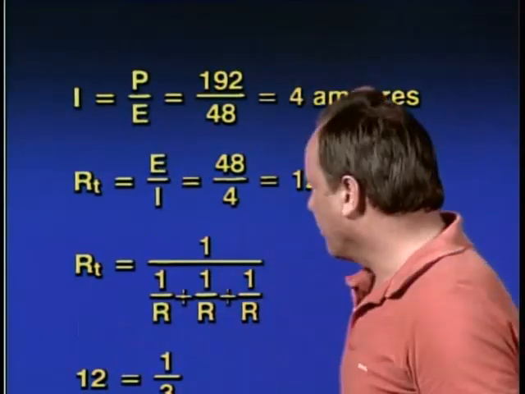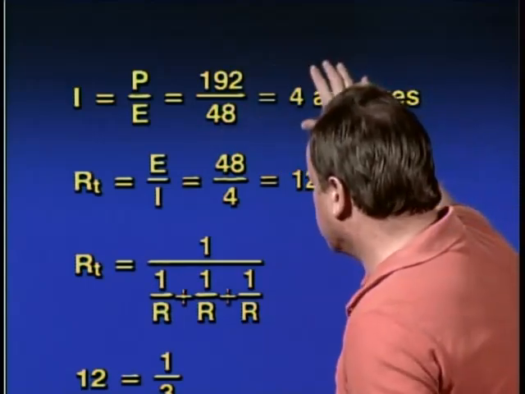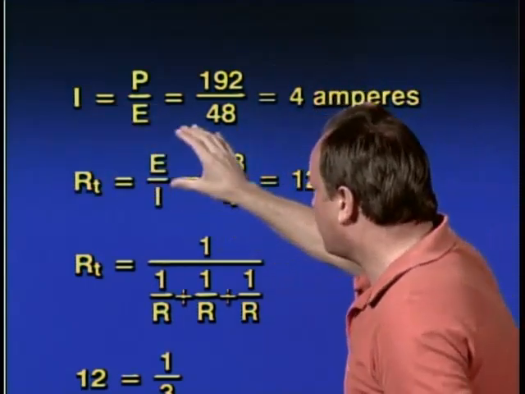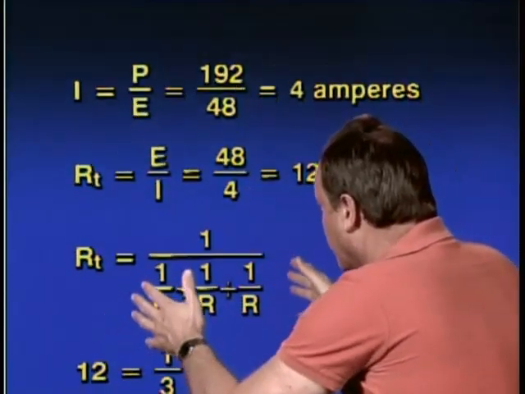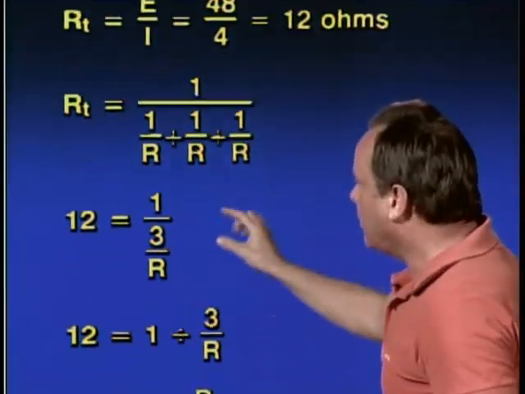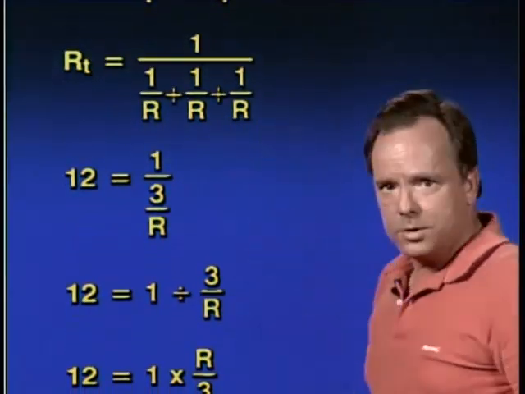All right, so what we did first of all is figure out the current for the entire circuit, then the resistance for the entire circuit. Then we used the formula for parallel resistance, parallel circuits, and then we found out the value of R, which is each one of those resistances. You guys have got it made. You're doing fantastic. All right.